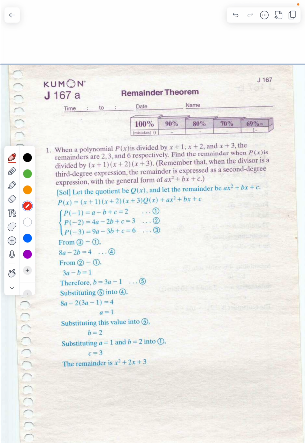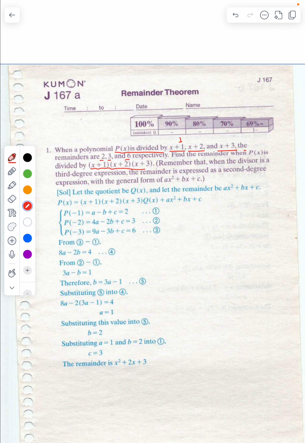So with that being said, if we look at this question one more time, we know that when a polynomial P(x) is divided by (x plus 1)(x plus 2)(x plus 3), definitely we're not dividing them individually. We're actually dividing them as a whole, which means (x plus 1) times (x plus 2) times (x plus 3), which is this. And it says that the remainder is 2, 3, 6 respectively. We're going to talk about these ones later.